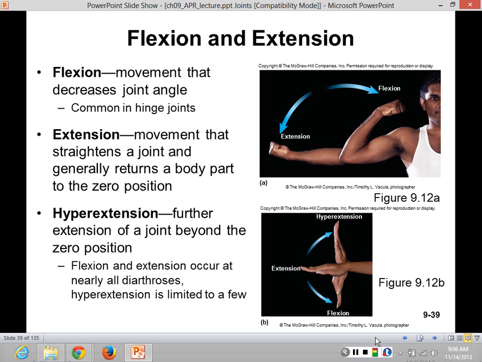Ooh, I can feel it tightening up. Y'all will be exercising for me on Tuesday, so Wednesday when you wake up, you may be a little bit sore, your muscles, okay? Now do hyperextension of the shoulder.